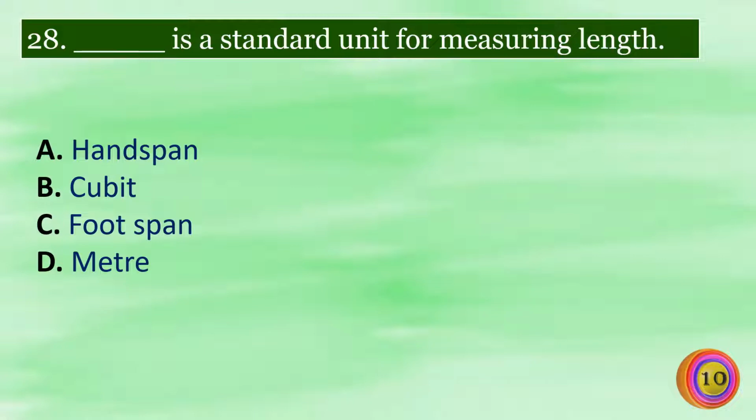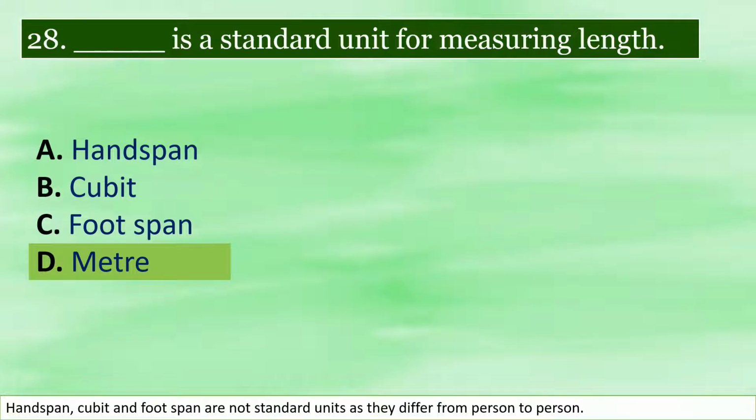Dash is a standard unit for measuring length. Option A, handspan. Option B, cubit. Option C, footspan. Option D, meter. The answer is meter. Handspan, cubit, and footspan are not standard units as they differ from person to person.